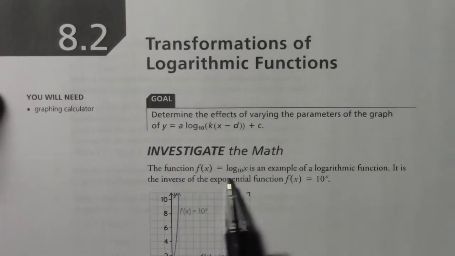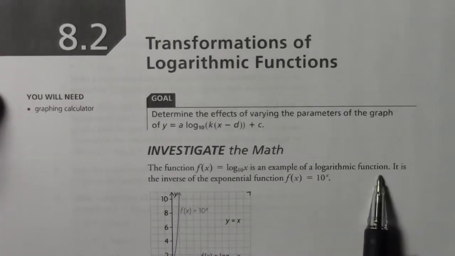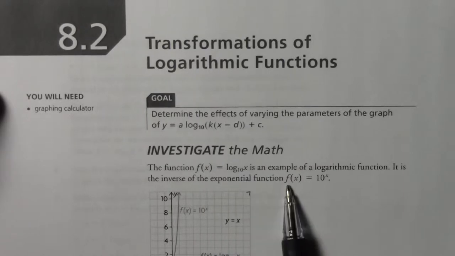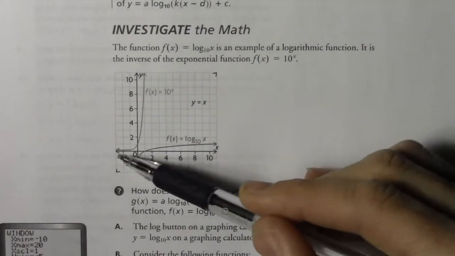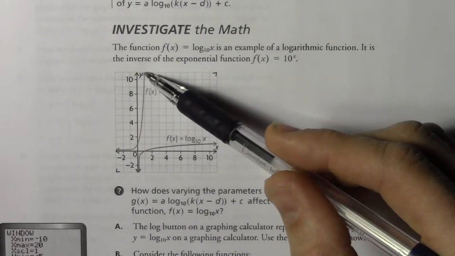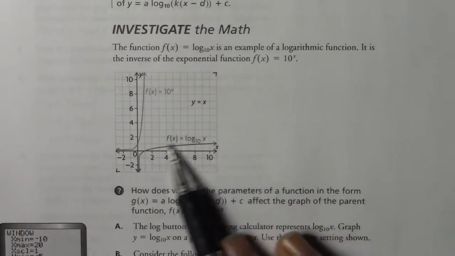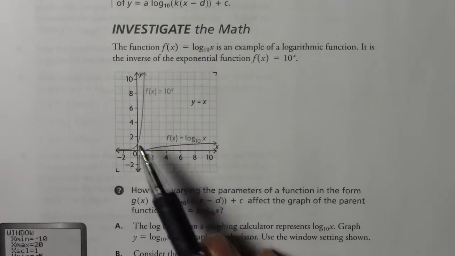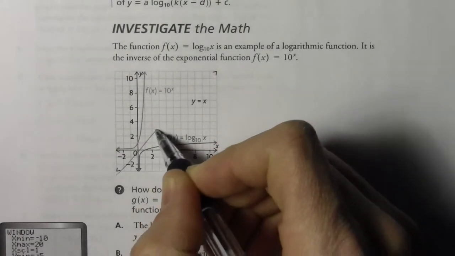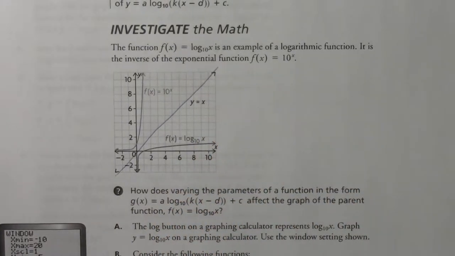So, investigate the math. The function log x is an example of a logarithmic function. It is the inverse of the exponential function f(x) equals 10 to the x. So there's our exponential function, a review from 8.1, and there's our logarithmic function. Again, crossing through (1, 0), crossing through (0, 1), and reflecting across y equals x.